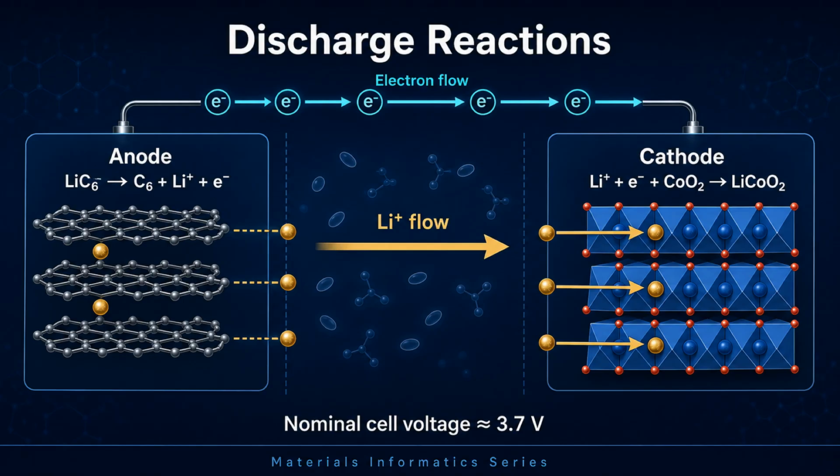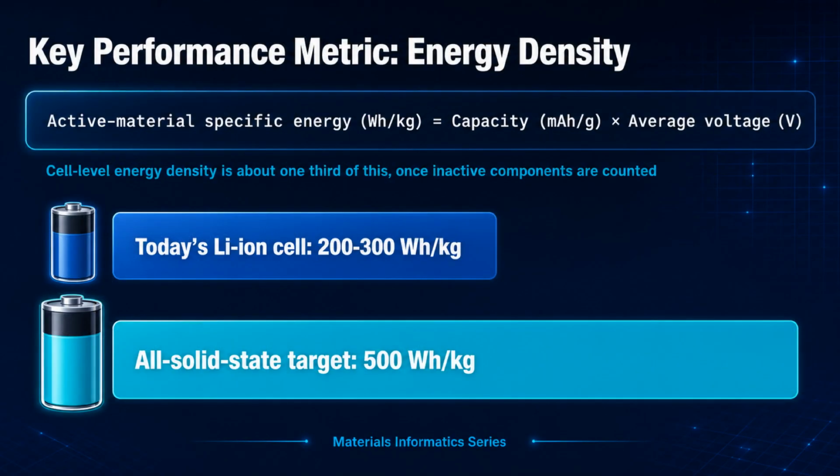During discharge, the anode undergoes an oxidation reaction, releasing lithium ions and electrons. The lithium ions travel through the electrolyte while electrons flow through the external circuit, doing useful work. At the cathode, a reduction reaction occurs where lithium ions and electrons combine with the oxide material. The overall cell voltage is about 3.7 volts. Charging reverses these reactions.